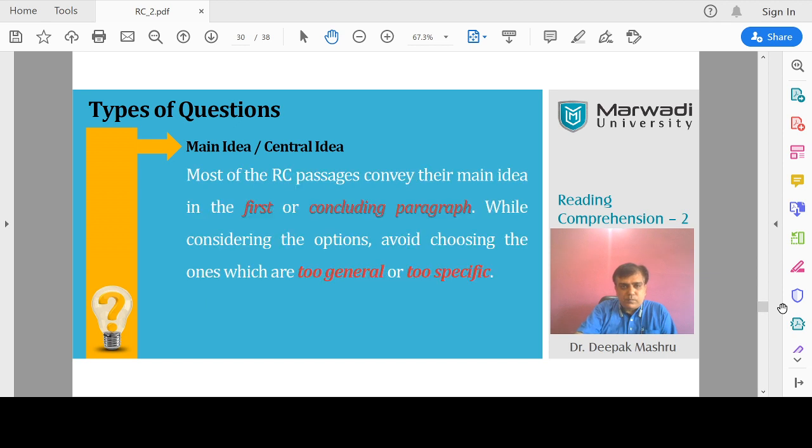Okay. So how to go for it? As I mentioned, you look at the first paragraph and the concluding paragraph, and go for it. But you need to be very careful. If the options given are too general or too specific, you avoid them. If it is too general, it would be explanation. If it is too specific, it would be example. So we need to be very careful about it. It should not be too general. It should not be too specific. In that way, you can opt for the main idea or central idea question.